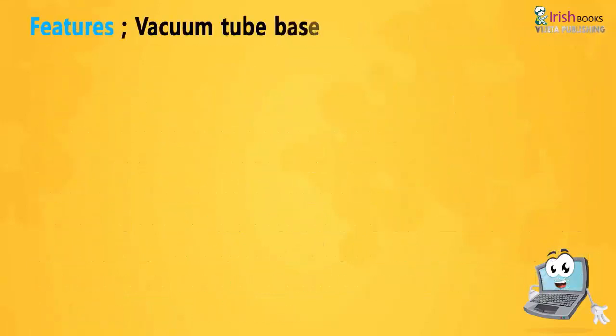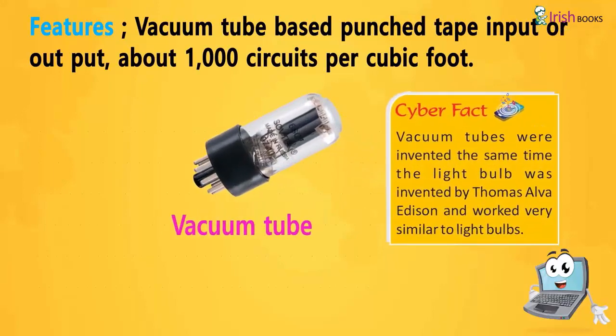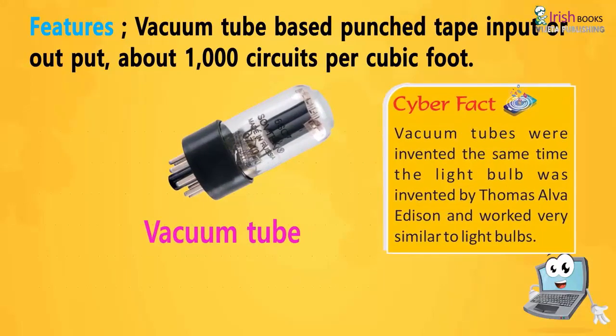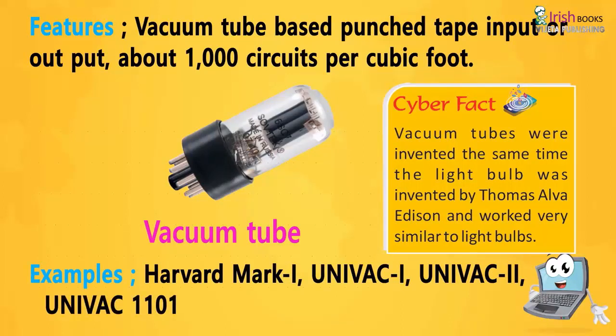Features: vacuum tube based, punched tape input or output, about 1000 circuits per cubic foot. Examples: Harvard Mark I, UNIVAC 1, UNIVAC 2, UNIVAC 1101. Cyber fact: vacuum tubes were invented around the same time the light bulb was invented by Thomas Alva Edison, and worked very similar to light bulbs.